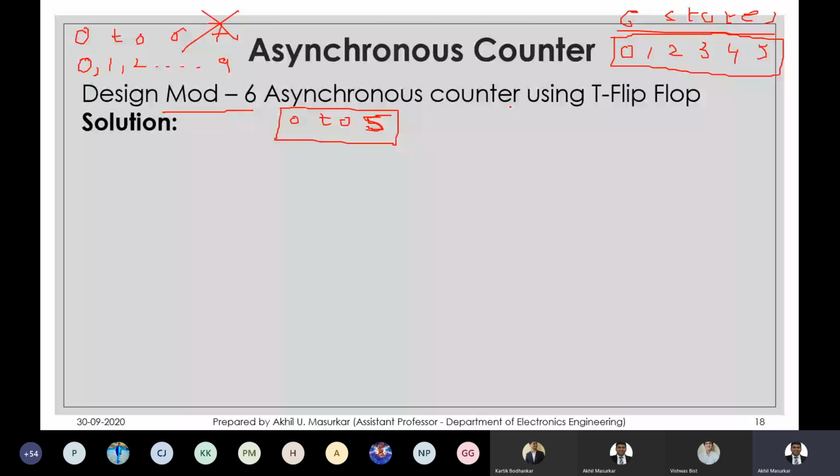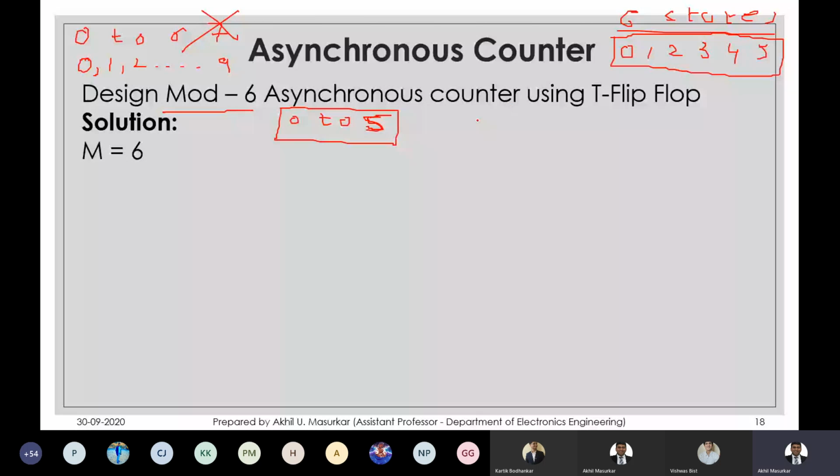0 is also a state. Why? Because 0 represents the reset state. The state from which all systems start working is the reset state, so 0 is one of the most important states. Okay, let's go ahead. Mod 6 means I have to count 6 states.